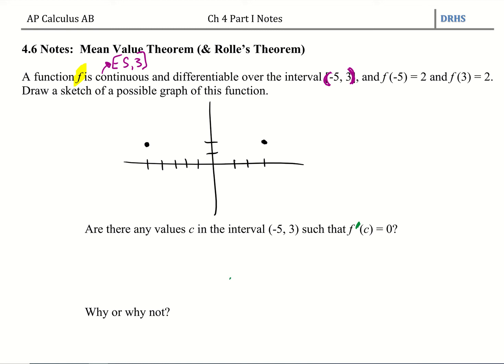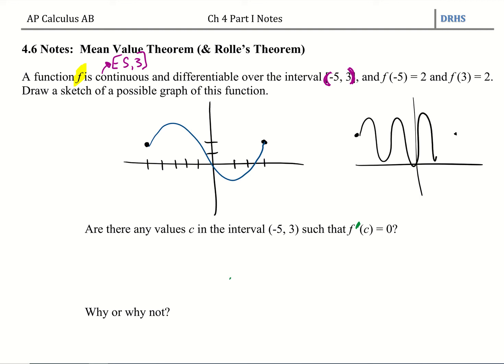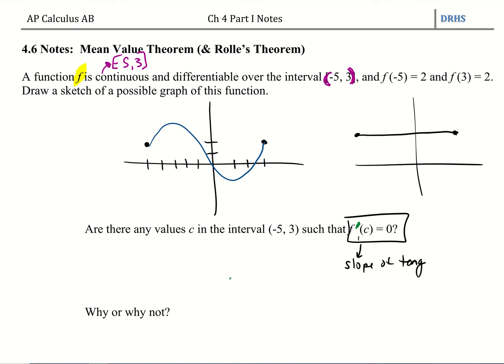Well, there's a lot of different ways you could do this. Kids come up with all sorts of different types of graphs. Here's one. Another one could be from (-5, 2) to (3, 2). Some students do that. You could even do this. Maybe we'll look at these as two typical responses. These both work. The question is, are there any values c in the open interval from -5 to 3 such that f prime of c equals 0? This is saying that the slope of the tangent line equals 0.